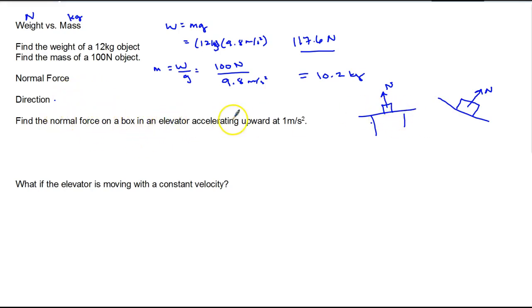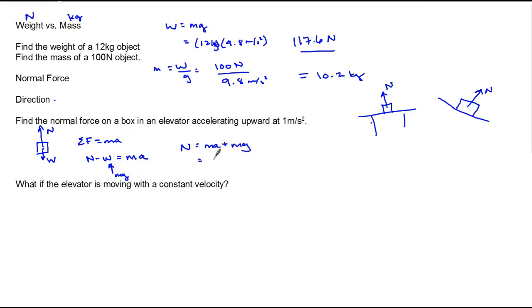Find the normal force on a box in an elevator accelerating upward at 1 meter per second squared. Okay, so here's my box, and let's draw a free body diagram. That box has a normal force acting on it, and that box has weight. It's accelerating upward, so I'm going to let my normal force be bigger. My sum of the forces equals ma equation would be that the normal force minus the weight equals ma. And I'm looking for the normal force, so the normal force equals ma plus the weight, which is mg. That weight right there is mg.